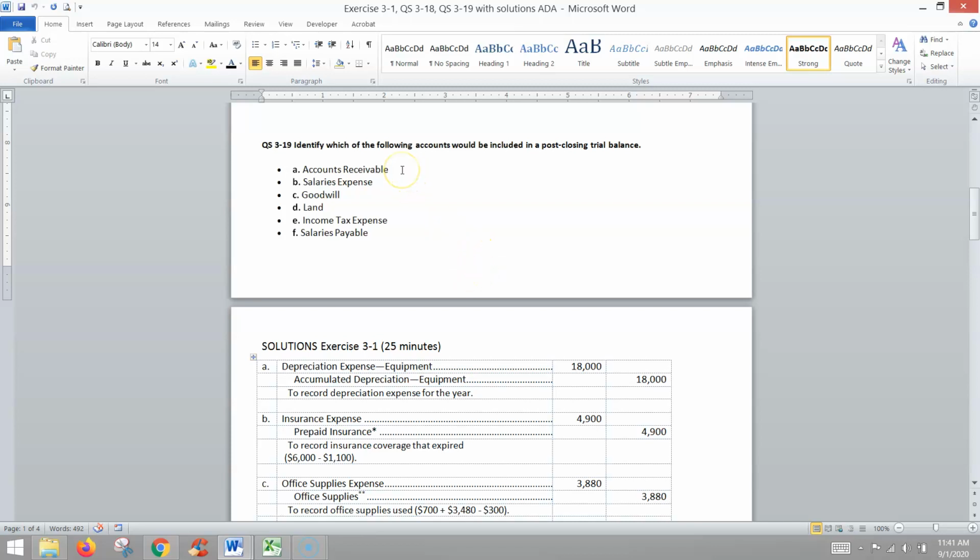So on the accounts receivable, since it's an asset, it would be on the post-closing trial balance. Salaries expense would be closed, so it would not. Goodwill is an intangible asset, so it would be on the post-closing trial balance, as well as land as an asset. Income tax expense, that would be closed out, so it would not be on the post-closing trial balance. And salaries payable is a liability, so it would be on the post-closing trial balance. And that's the end of these exercises.